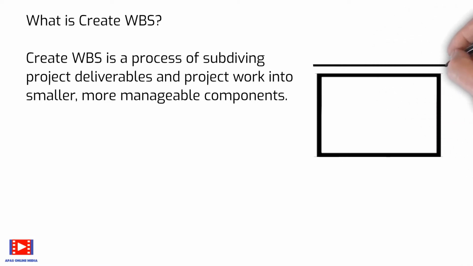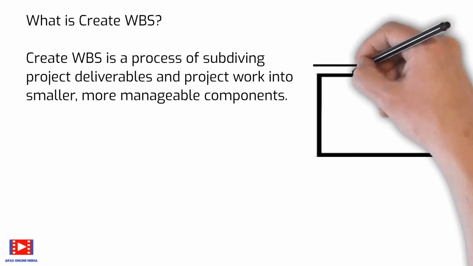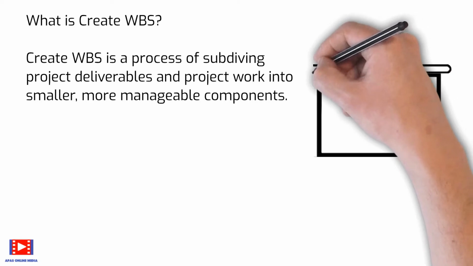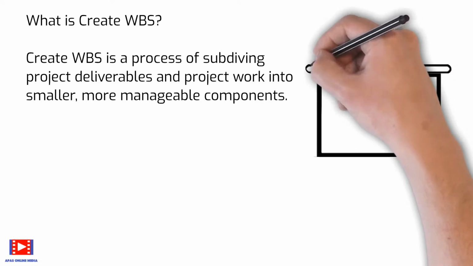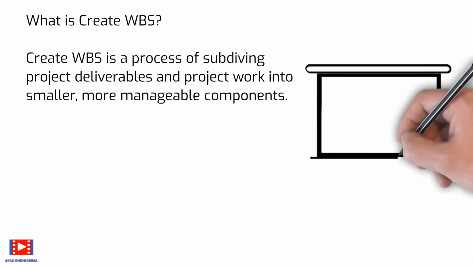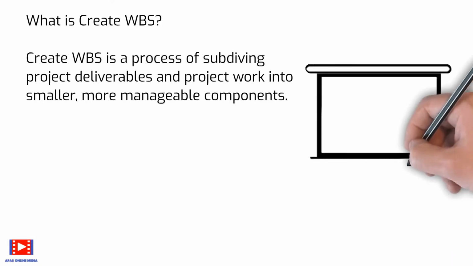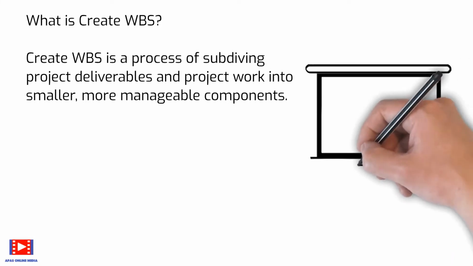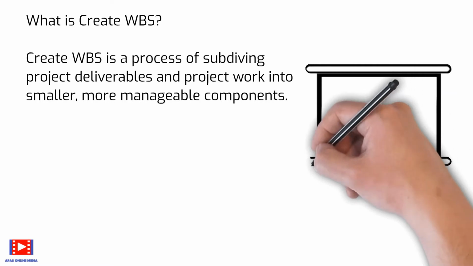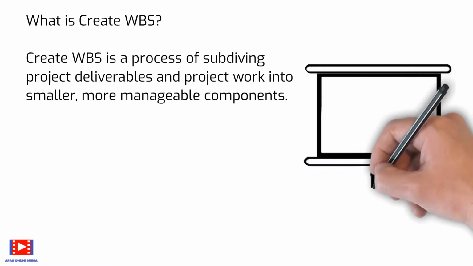The work breakdown structure, or WBS, is a hierarchical decomposition of the total scope of work to be carried out by the project team to accomplish the project objectives and create the required deliverables. The WBS organizes and defines the total scope of the project and represents the work specified in the current approved project scope statement.